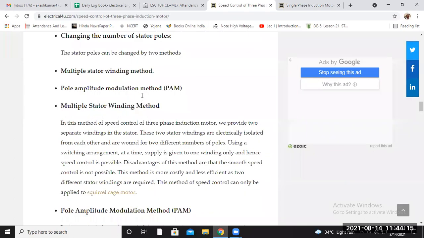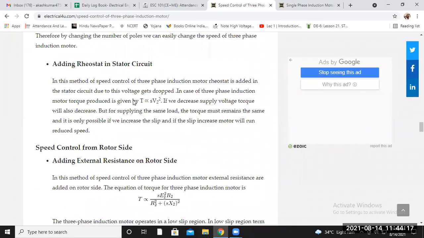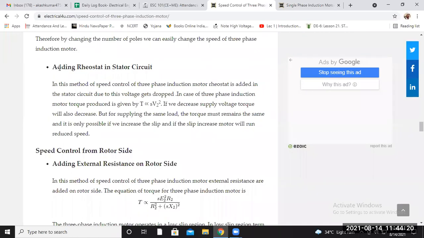The next is the pole amplitude modulation that we discussed. Now there is another method for the stator part, that is adding resistors in the stator part. Many resistors are connected in series with the stator circuit so that the starting current is not much higher. If we add multiple resistors in series with the stator circuit, the current flowing will be much less, so that the winding of the machine will remain as it is, and no breakdown or puncture will happen in the induction machine.